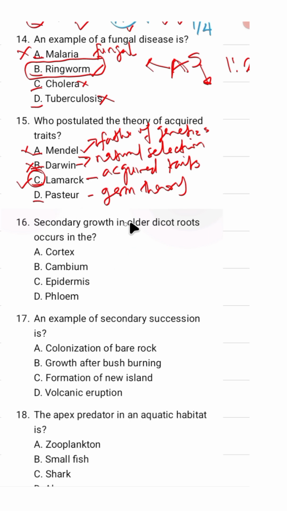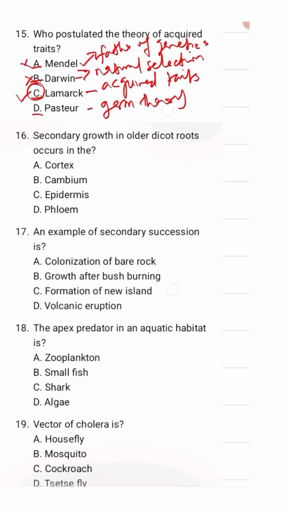Secondary growth in older dicot roots occurs in the, let's look at them one by one. So you have option A, cortex, option B, cambium, option C, epidermis, option D, phloem. Now, take note of something. Anytime you hear cortex in biology, it always means the outer layer of something. So cortex is the outer layer of the stem or root. It is involved in storage and support, not in secondary growth. It just helps the plant to support itself.